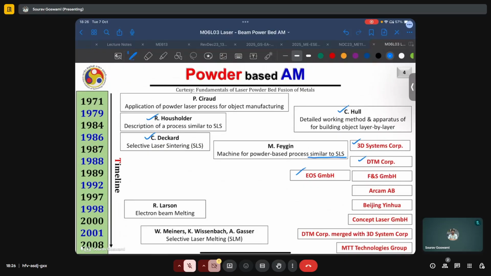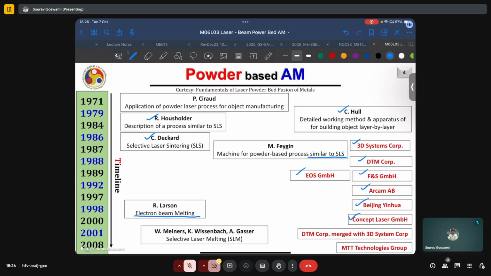Then there were others such as FNS GmbH, Arcam, which is a Swedish company, and these days it is most well known for making electron beam melting machines. Even though, as per this diagram, the very principle of electron beam melting was proposed much later. So I guess at this time Arcam might have been involved in some other form of R&D or inventing some other technology. A Chinese company, Beijing Yinhua, and then Concept Lasers GmbH.